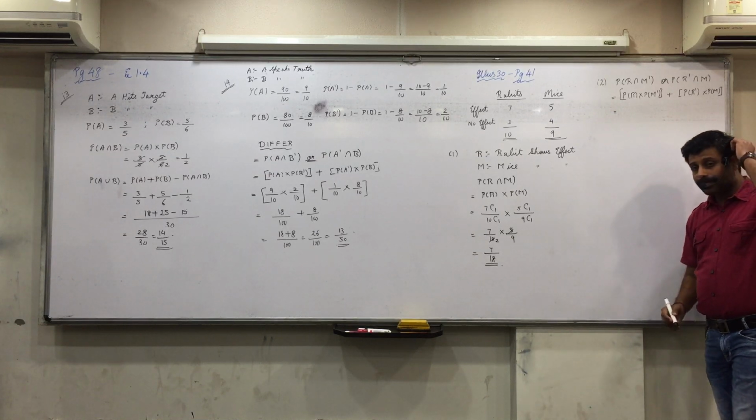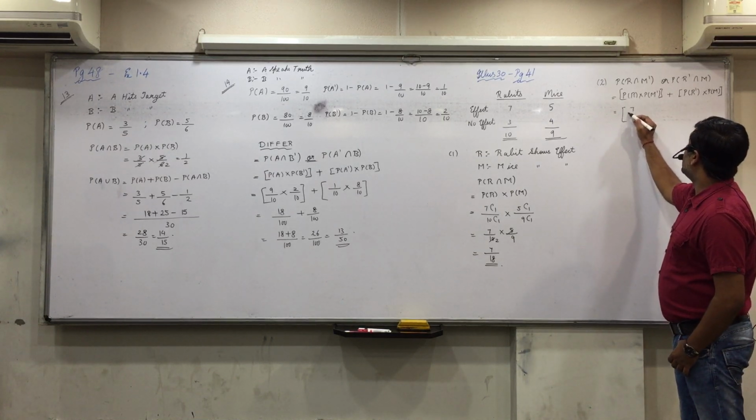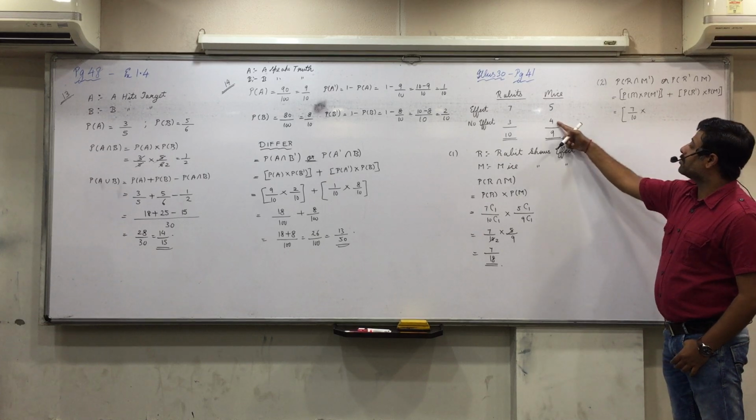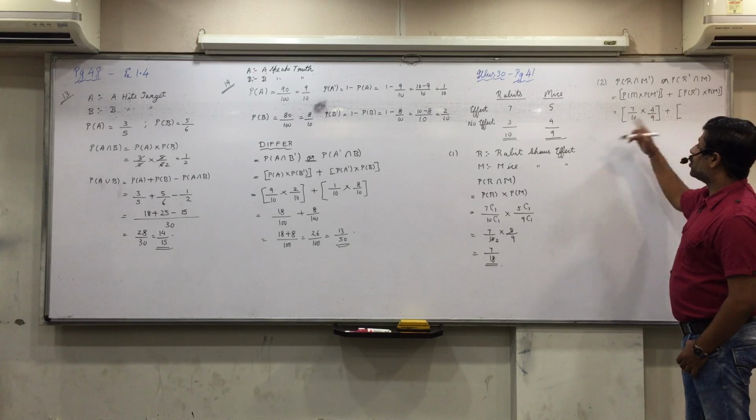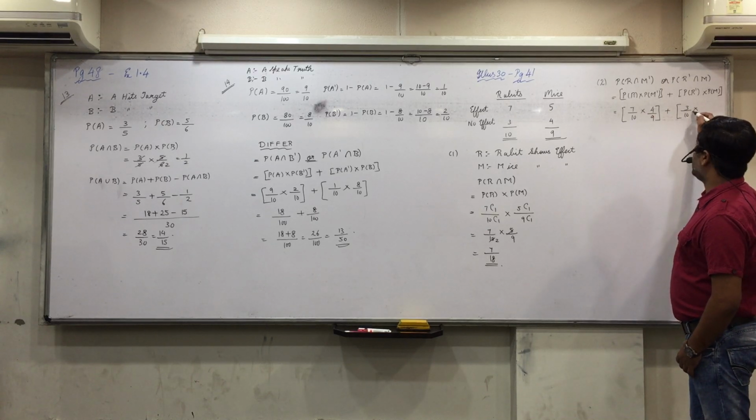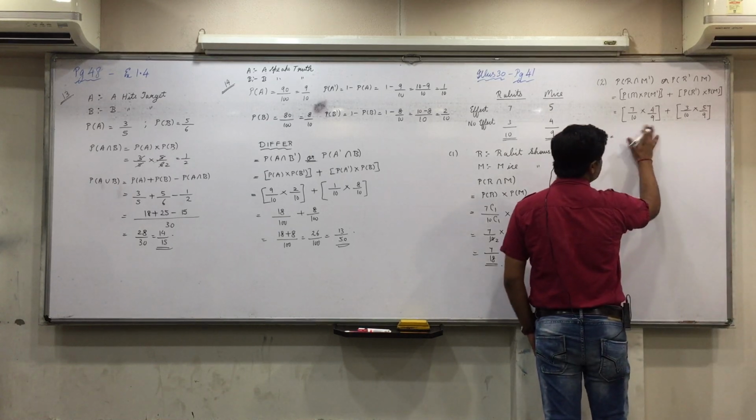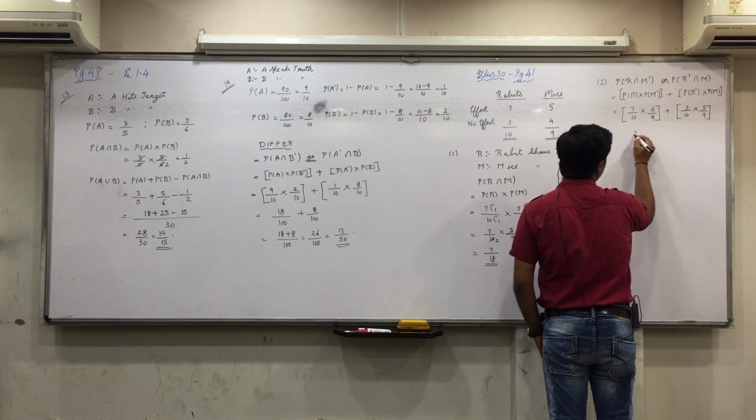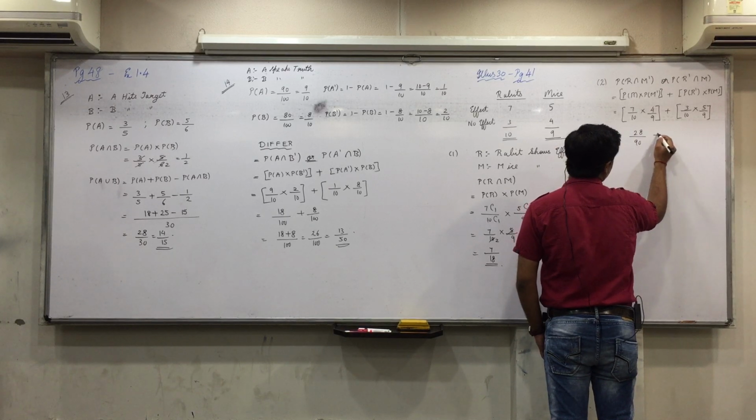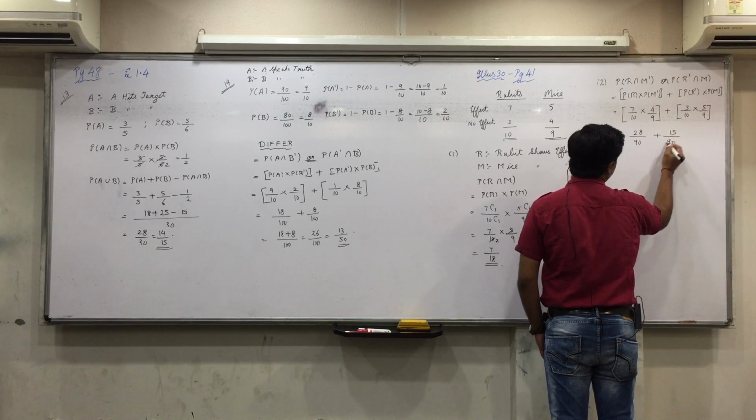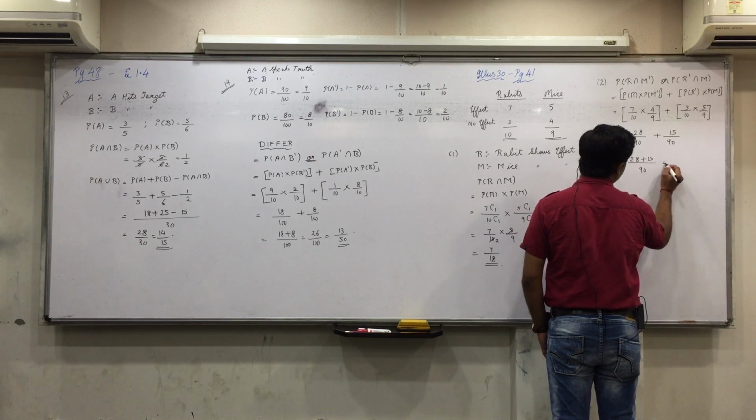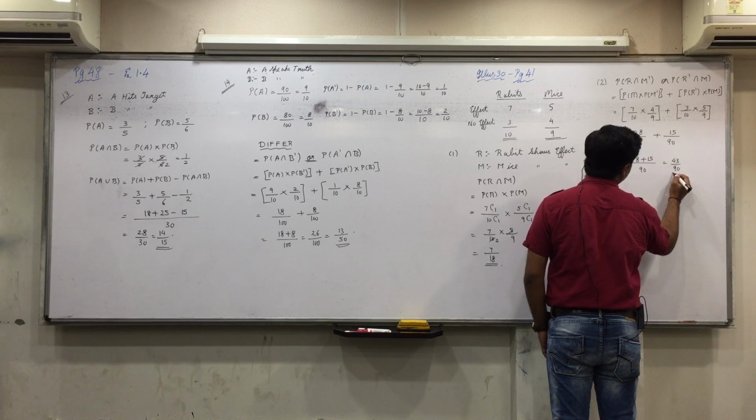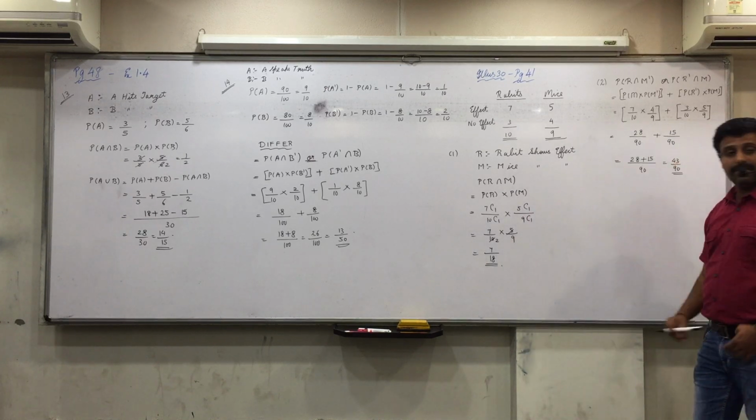What is P of R? 7 by 10. And what is P of M naught? 4 by 9. What is P of R naught? 3 by 10. And M 5 by 9. So don't simplify because LCM will become same then. So 28 by 90 plus 15 by 90. 28 plus 15 by 90, 43 by 90. It cannot be simplified. Did you all understand this portion?